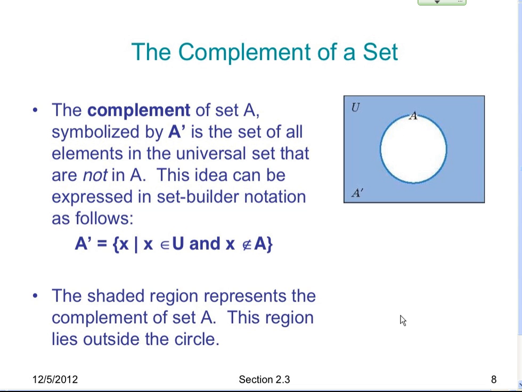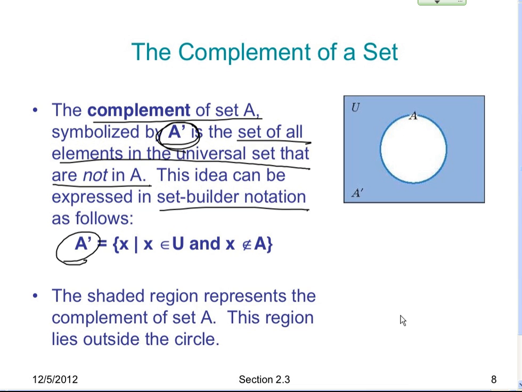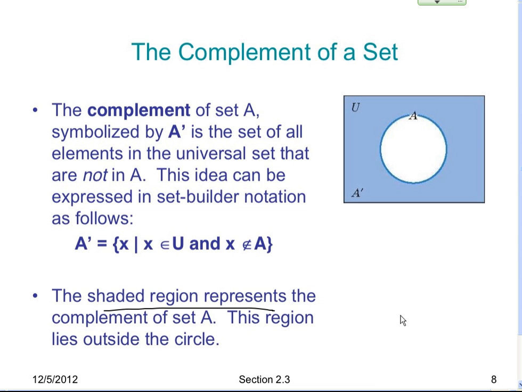The complement of a set, we use this symbol, it's a little apostrophe, is the set of all elements in the universal set that are not in set A. If we want to use set builder notation, we would say A complement is equal to the set of all X such that X is an element of the universal set and X is not an element of A. With a Venn diagram, the shaded region represents the complement of A. So this part right here, anything that's outside of A.